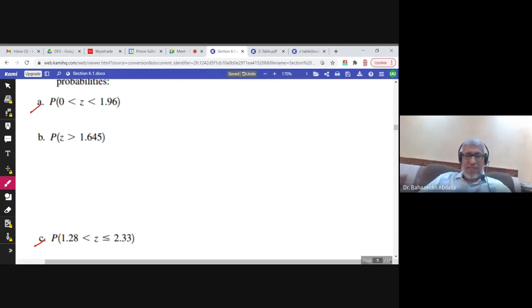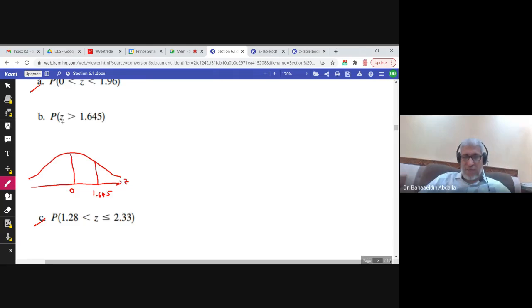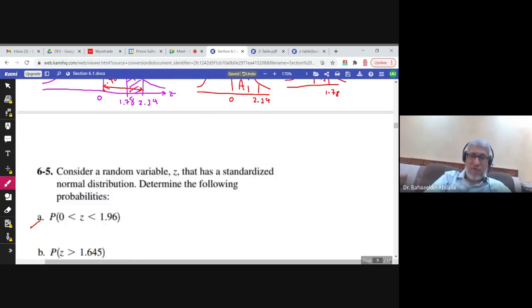So how to find the probability that Z is greater than 1.645? Let us sketch the graph. Okay. This is Z, this is 0, and this is 1.645. He is asking about what? Z is greater than. So he's asking about this area. This is the area I need to find. We mentioned that this is 0.5 and this would be given in the table. So this area would be 0.5 minus the area here. So now look to 1.645.